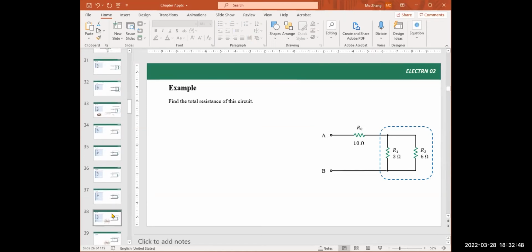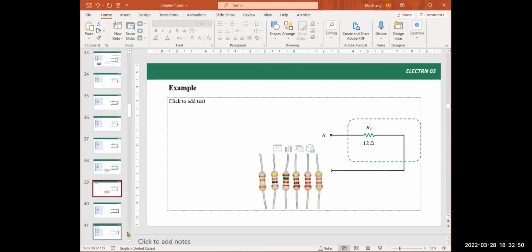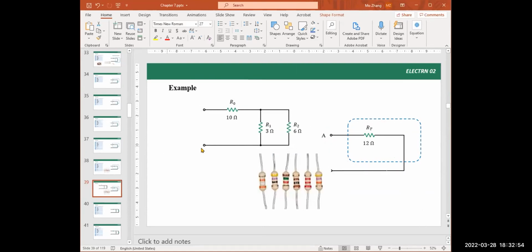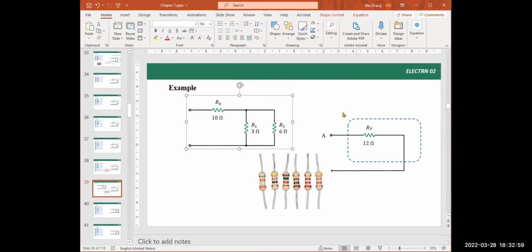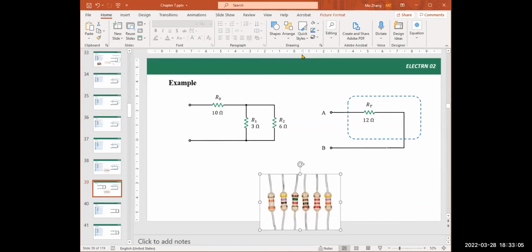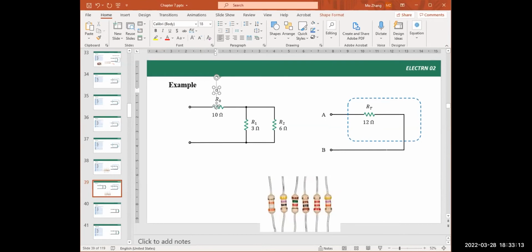Okay, let me see, 38. Oh, here. There is a reason I drew the resistor here. As you can see here, this circuit is the original, and that one here is the converted. Right? They are same in theory, but there are minor differences comparing virtual and the reality. So here is the original circuit.